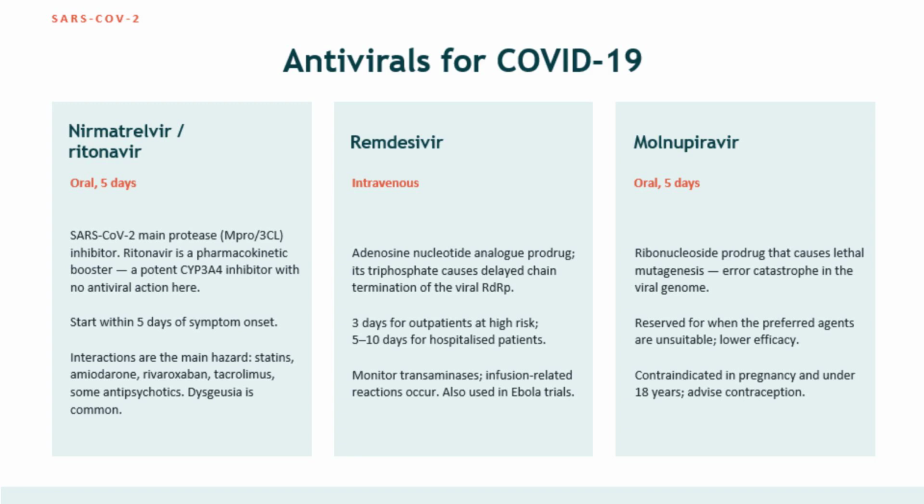Remdesivir is intravenous, a nucleotide analog prodrug that causes delayed chain termination of the viral polymerase. Molnupiravir is the odd one out and the most conceptually interesting. It deliberately introduces so many mutations that the virus's genome collapses. Error catastrophe. Because of that mutagenic mechanism, it's contraindicated in pregnancy and in under 18s, and it's a reserve option. And for all three, start early.